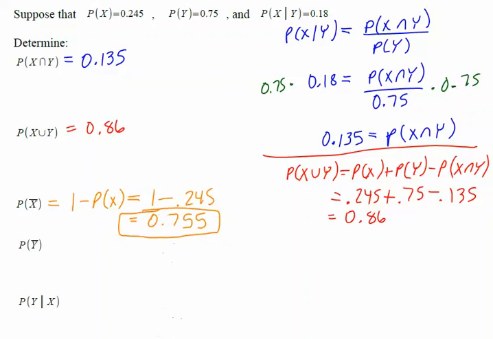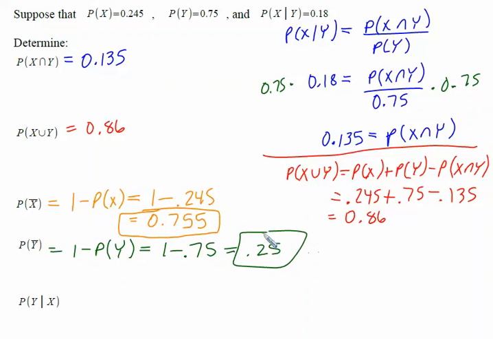For the probability of the complement of y, it's a similar idea. It's going to be 1 minus the probability of y. Up here, the probability of y is 0.75, so we take away 0.75 from 1, and that's going to be 0.25. It doesn't really matter to me if we write the 0 before the decimal point or not. Unless I were to specify otherwise, either of those would be fine.